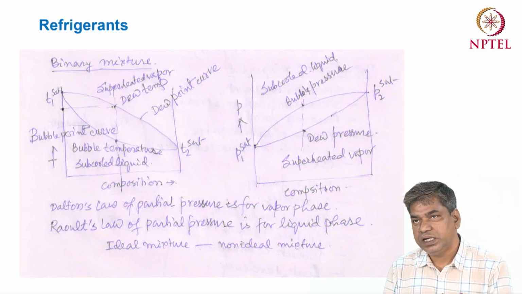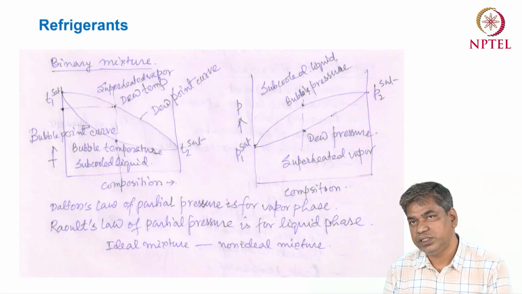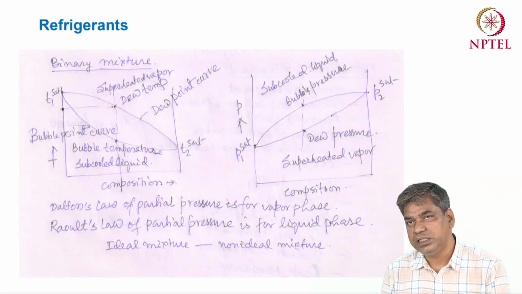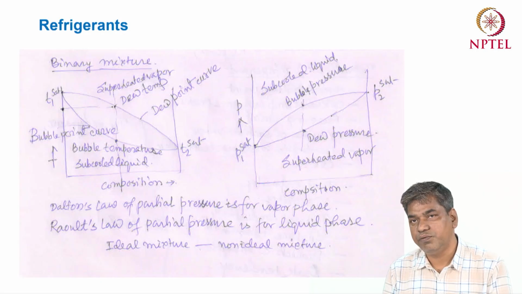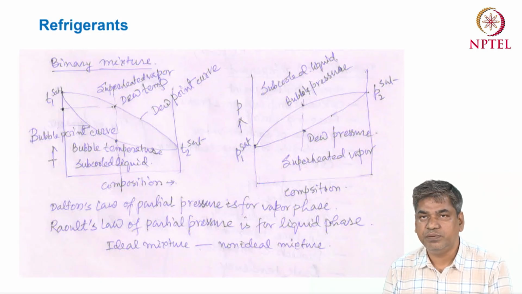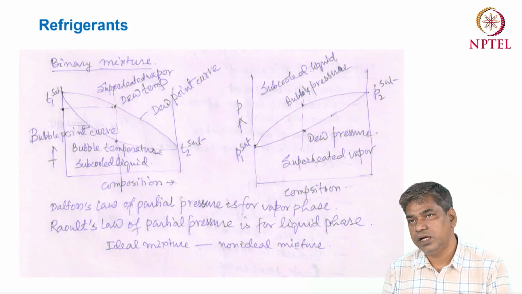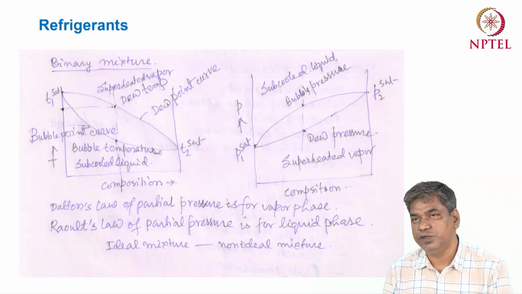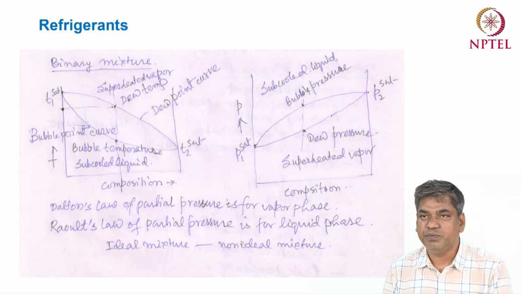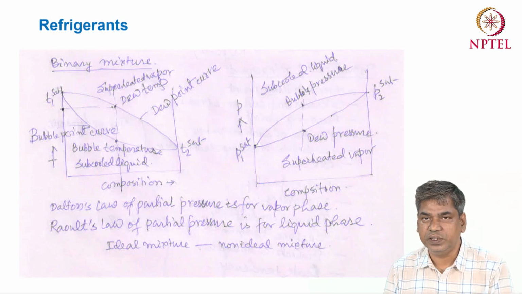For both cases, if we maintain constant pressure, we will see that the dew point temperature and boiling point temperature are different for the same pressure. Or in the second curve, we can see that for any composition at the same temperature, there is a different dew point pressure and a different bubble point pressure.